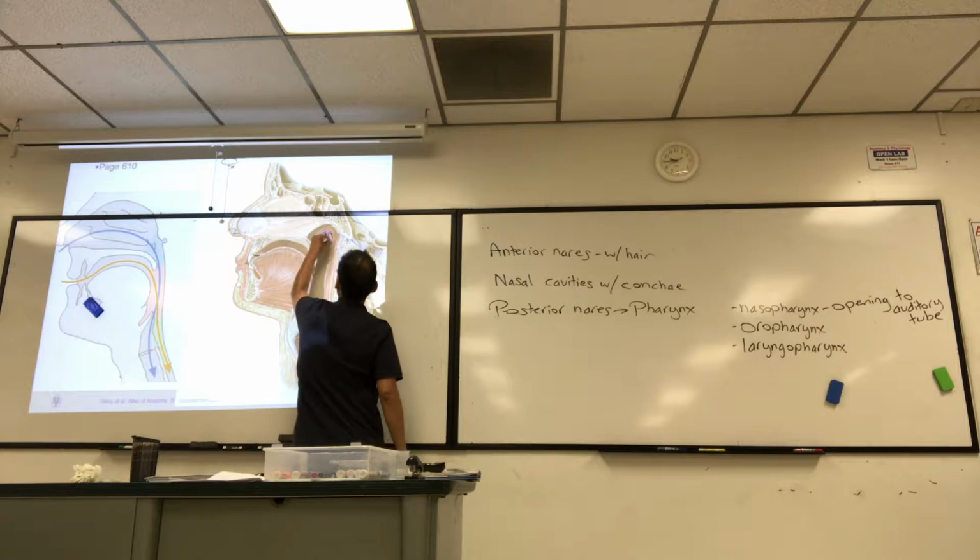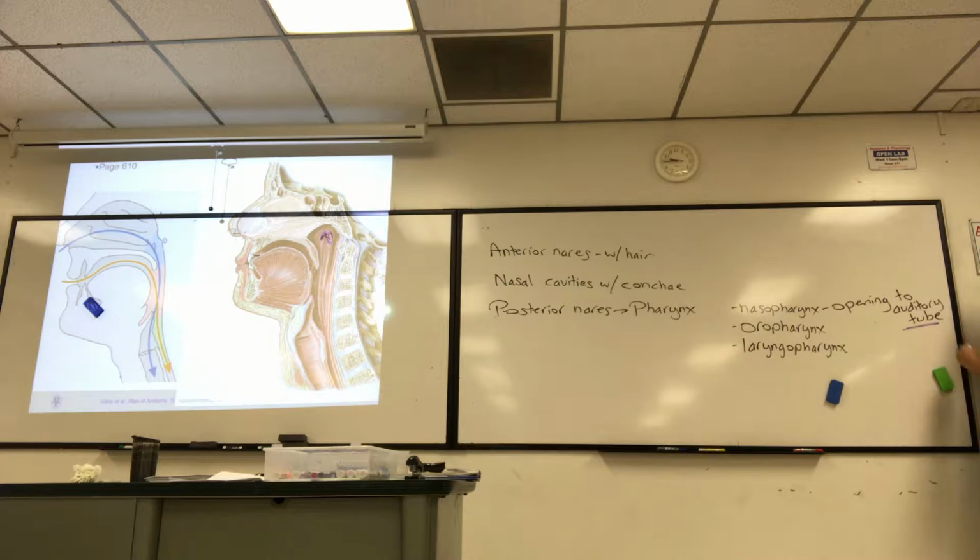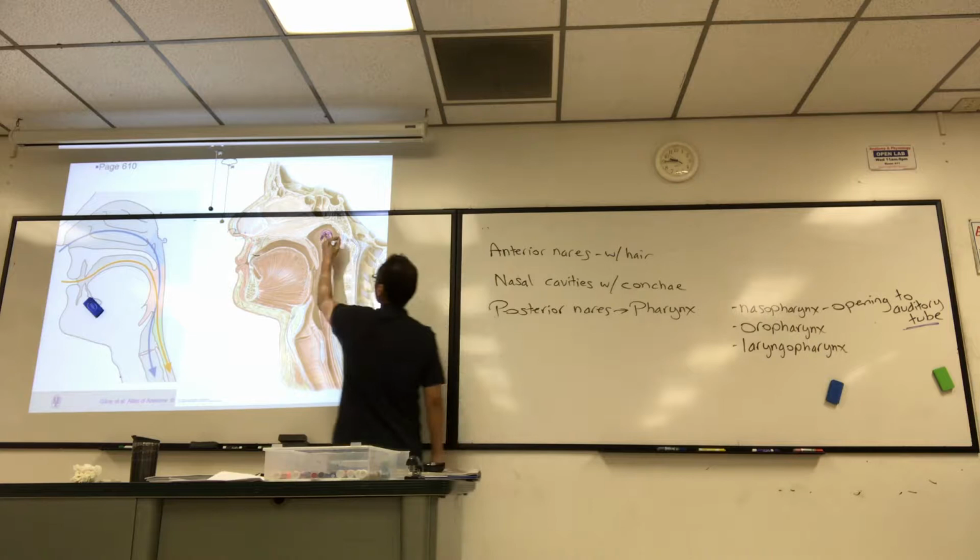That was the opening of the auditory tube, this one right here, purple. There's tonsils I want you to know. This tonsil up here is the pharyngeal tonsil. Tonsils are the lymph tissue.